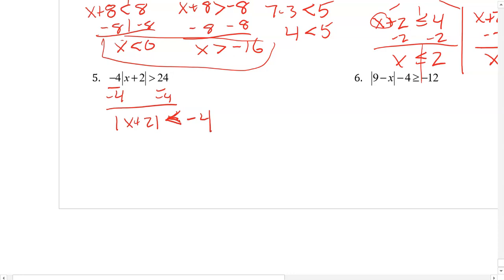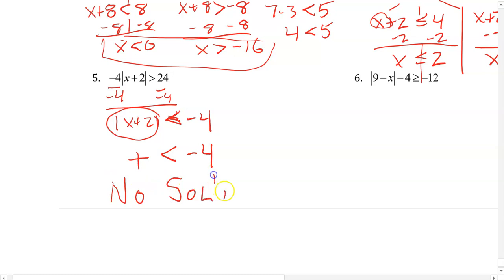So we have an absolute value on the left. An absolute value is always a positive number. On the right, I'm saying that that positive number is less than negative 4. What value of x could possibly make a positive number less than a negative number? The answer is none of them. So this one, no solution. We don't even need to split it up. If you did split it up, you'd see that there was still no way to have a solution.